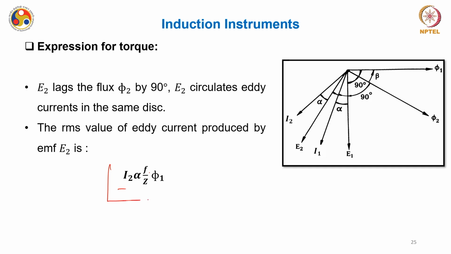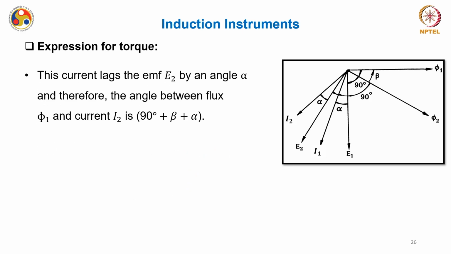Okay. Say this I am calling as expression 8. Now this current I2 lags the EMF E2 by an angle alpha. This angle. And therefore the angle between the flux phi 1 and the current I2 is basically 90 plus beta plus alpha. So the current lags the EMF E2 by an angle alpha, and therefore the angle between flux phi 1 and current I2 is much larger than 90, which is 90 plus beta plus the alpha value.